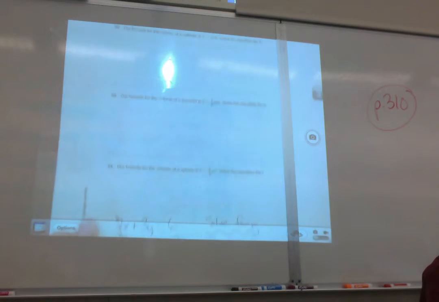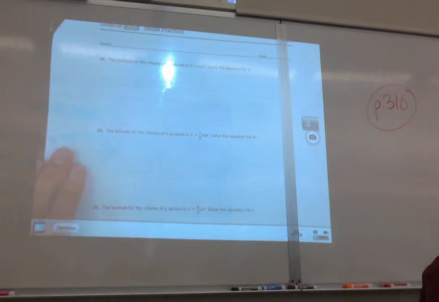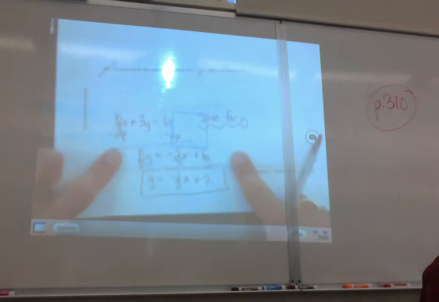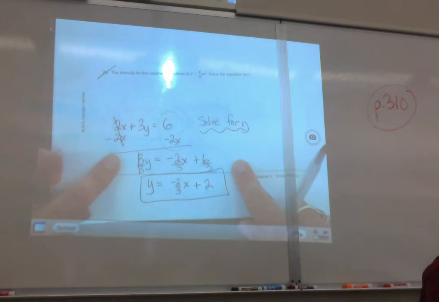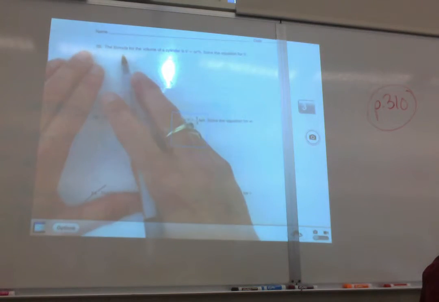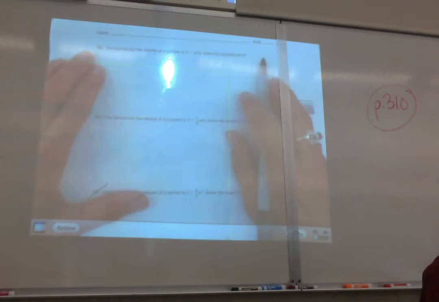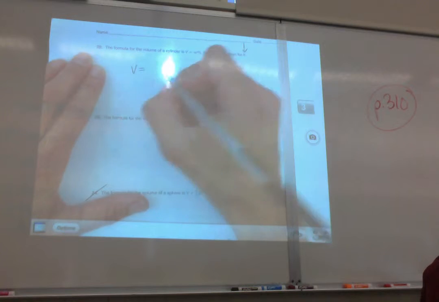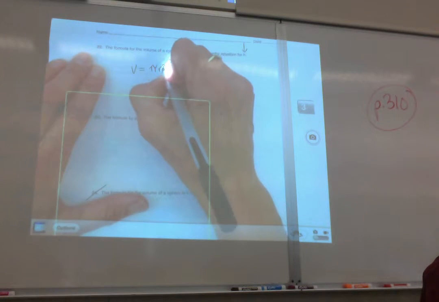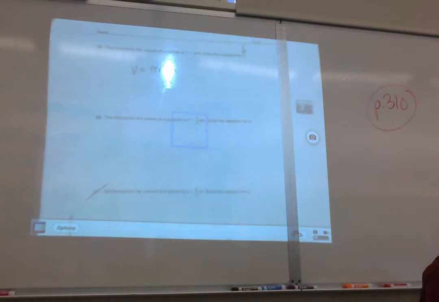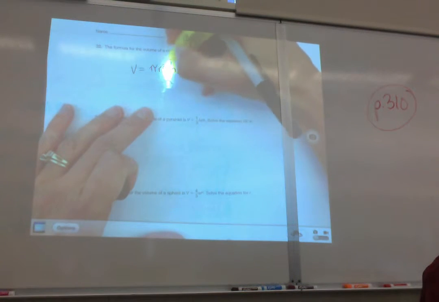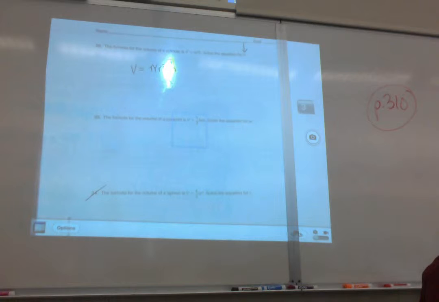Let's do one more. 22 at the top of the page. You don't have to do 24. The one we just did, if you copied it down, I'll count for 24. The formula for volume is this. Solve for h. That means we want to get h by itself. We want to move everything else that is next to it.